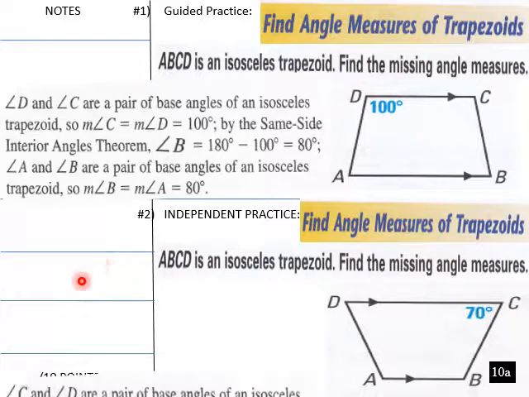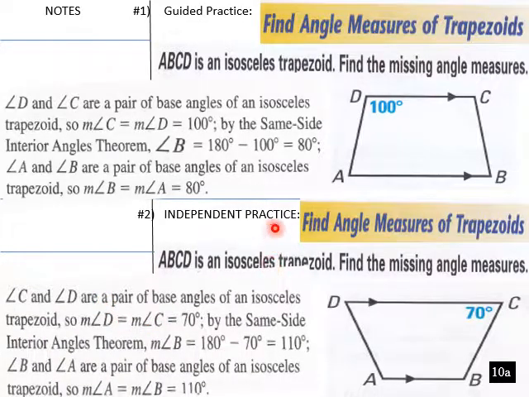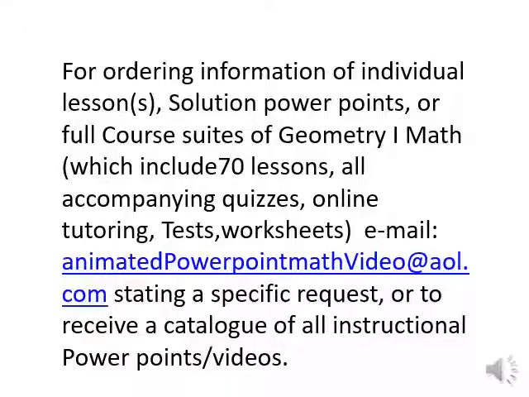Okay, and then for ABCD, isosceles trapezoid, find the missing angles. So what do we got there? Go back, check it out in your video or in the PowerPoint. That was part 1 of our lesson here, 6.5. Part 2 and part 3 are at this email as well as everything else. Thank you.